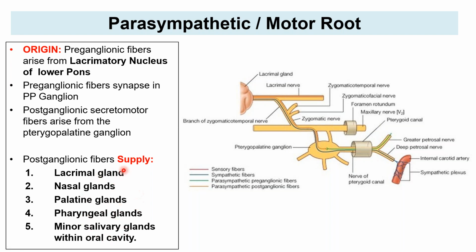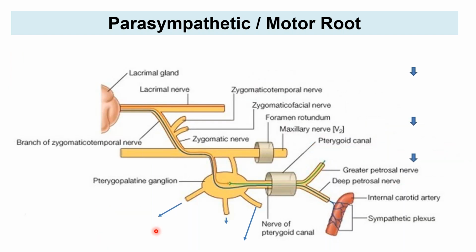So remember, what are these structures? These are all the communications through the pterygopalatine fossa. Remember when we did them, they were through the orbit to the lacrimal gland; through the nasal cavity, it will communicate with the nasal glands; through the greater palatine canal, it will reach the palatine glands; through the pharyngeal canal, it will reach the pharyngeal glands. So these many structures it will supply.